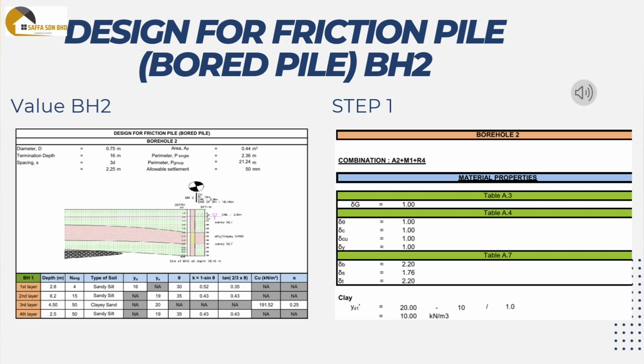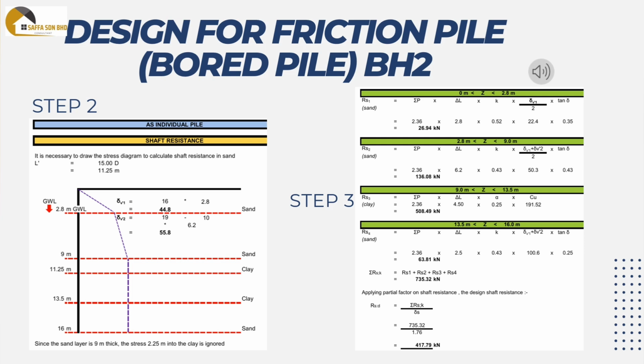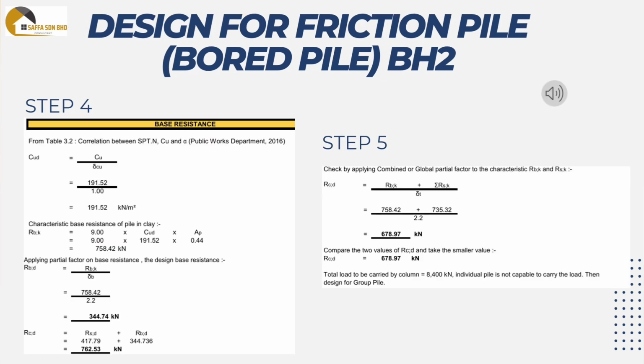And the next step, we calculate the pile as an individual pile and then we find the shaft resistance. And the next step, we apply partial factor of shaft resistance to get the design shaft resistance. The next step, we calculate base resistance. We refer to table 3.2, Public Works Department 2016. After that, we find the characteristic base resistance of pile in clay. And then we apply partial factor on base resistance to get the design base resistance.